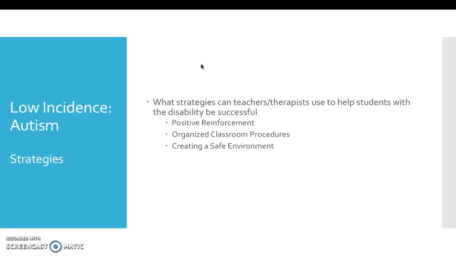Strategies teachers could use: positive reinforcement, so this is ABA kind of stuff. When students do well, encourage them and show the students that their work and their behavior is good. Organized classroom procedures, not coming in every day and having something completely different, having some structure, and creating a safe environment. Both of those things can be used in general in the classroom, but could be especially important for students with autism.